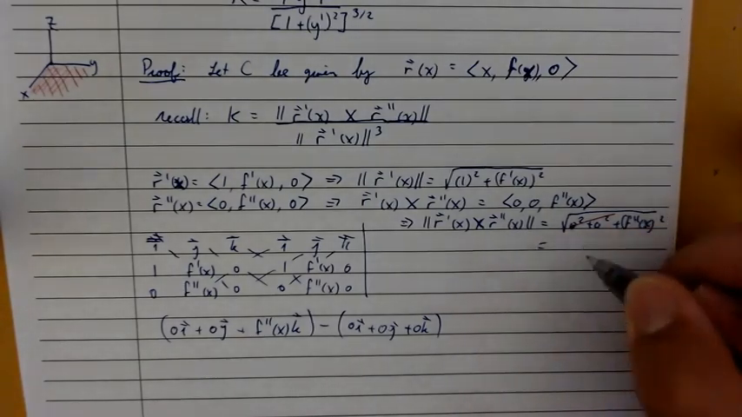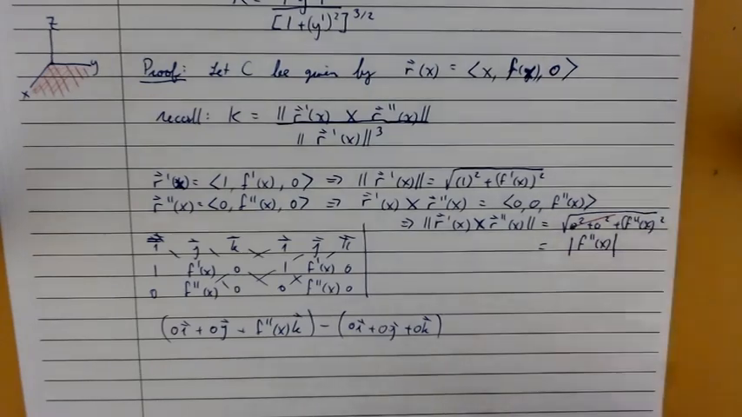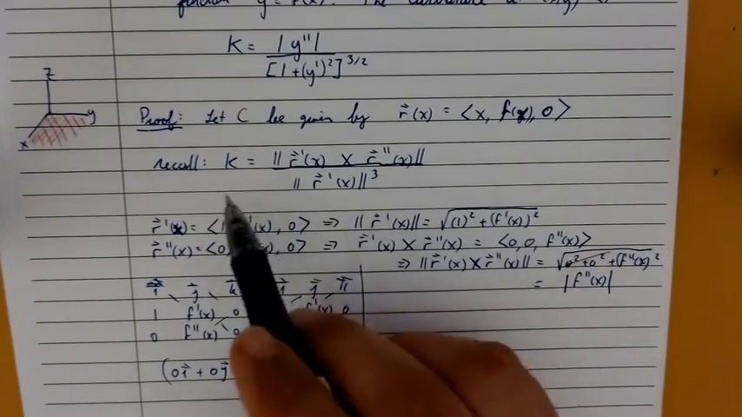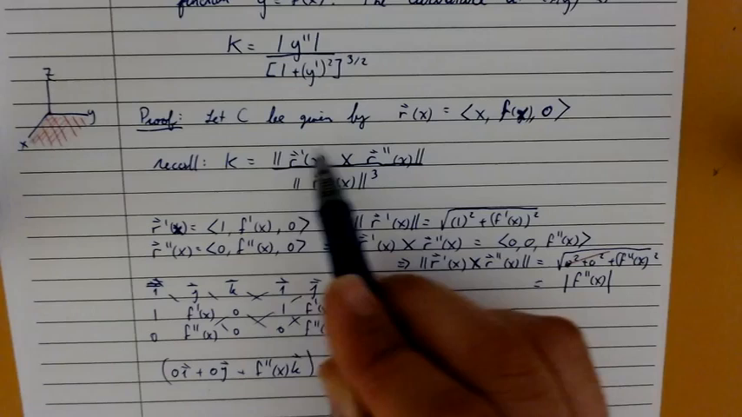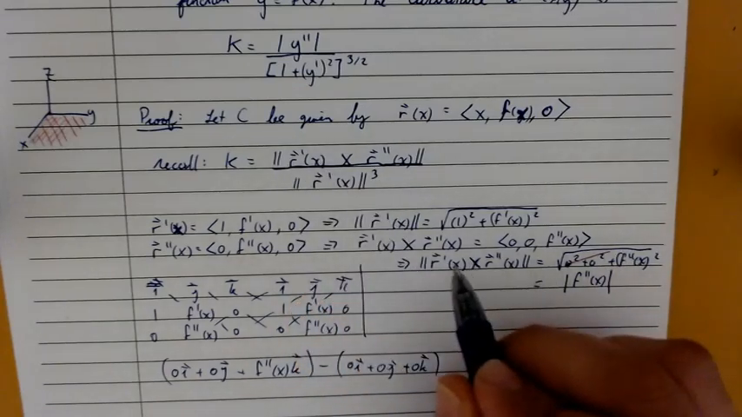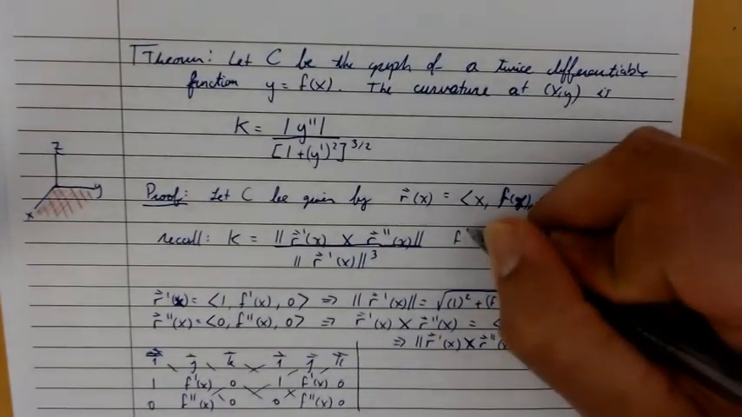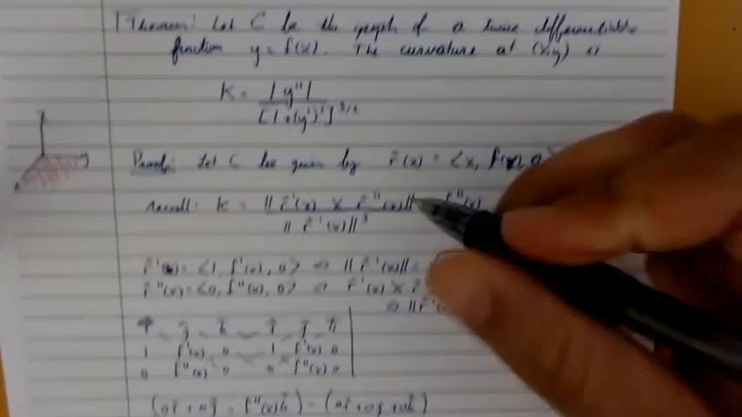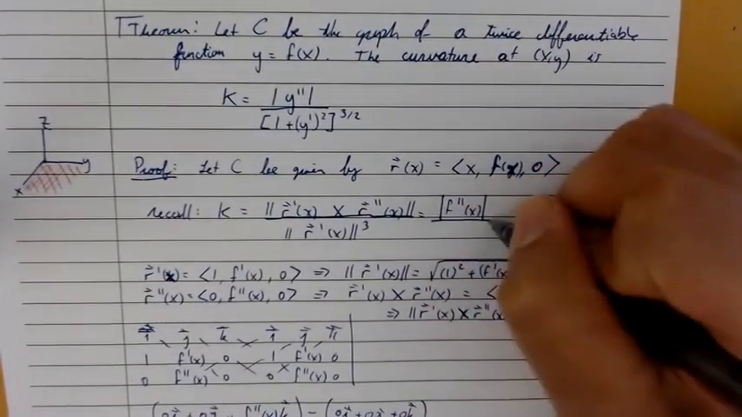So here that's going to be the absolute value of f double prime of x. So now we can put that all together. Here, k is equal to the magnitude of the cross product. Well, we found that that's f double prime of x. Oh, but we took the square and then took the square root. So that gives us the absolute value of f double prime of x over.